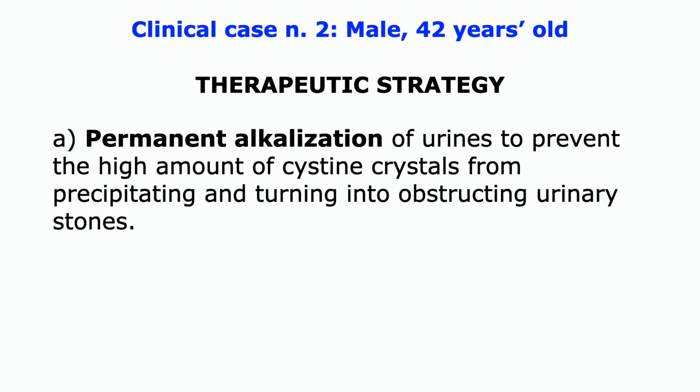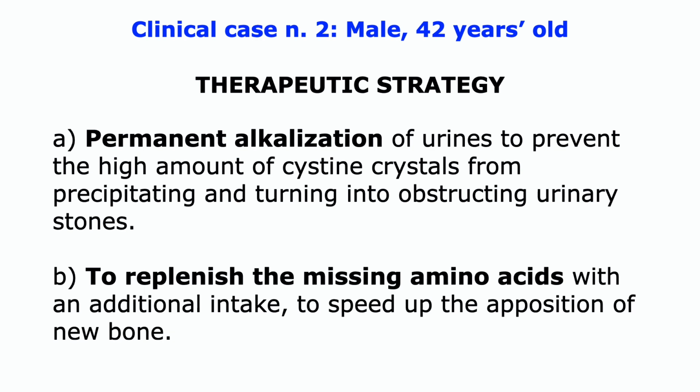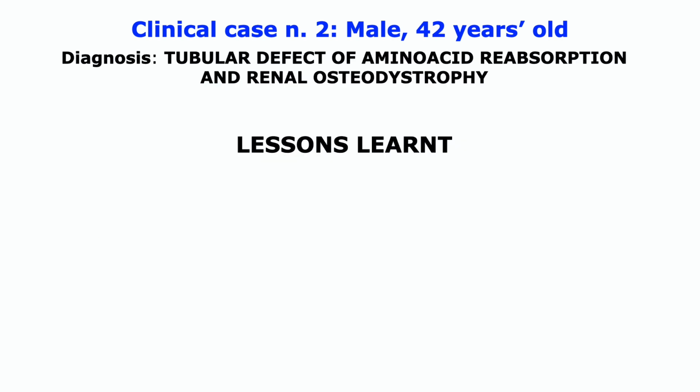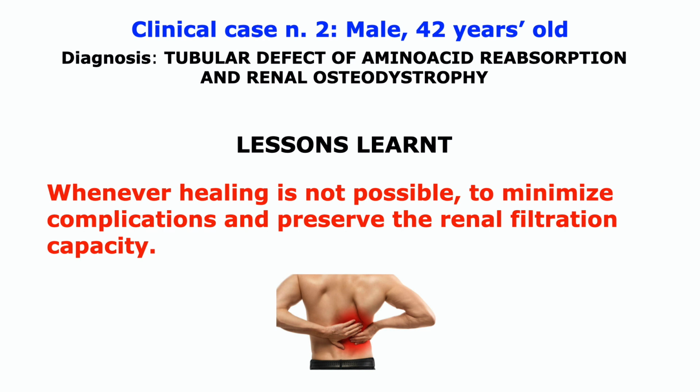The permanent alkalization of urines to prevent the high amount of cystine crystals from precipitating and turning into obstructing urinary stones. And B. To replenish the missing amino acids with an additional intake to speed up the apposition of new bone. Whenever healing is not possible, to minimize complications and preserve the renal filtration capacity.